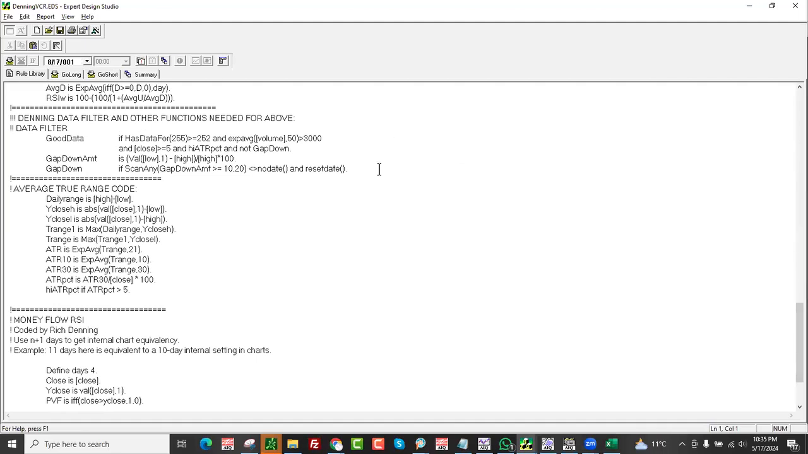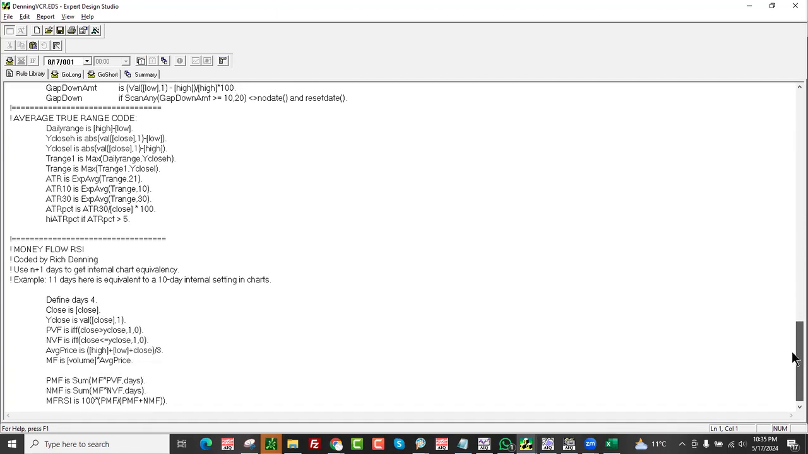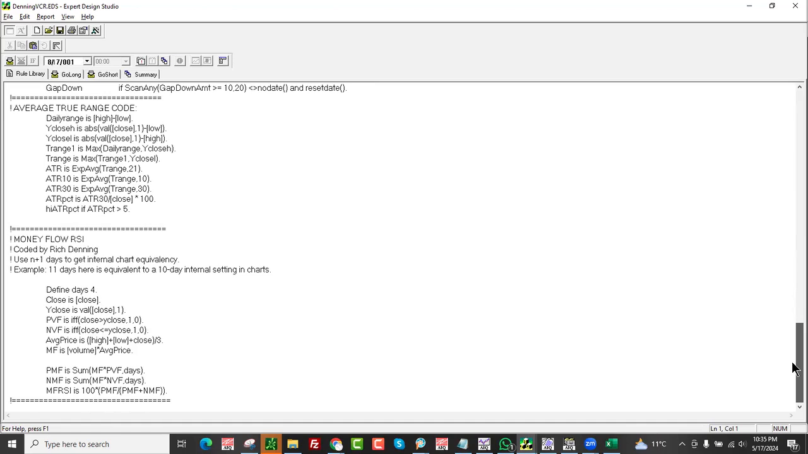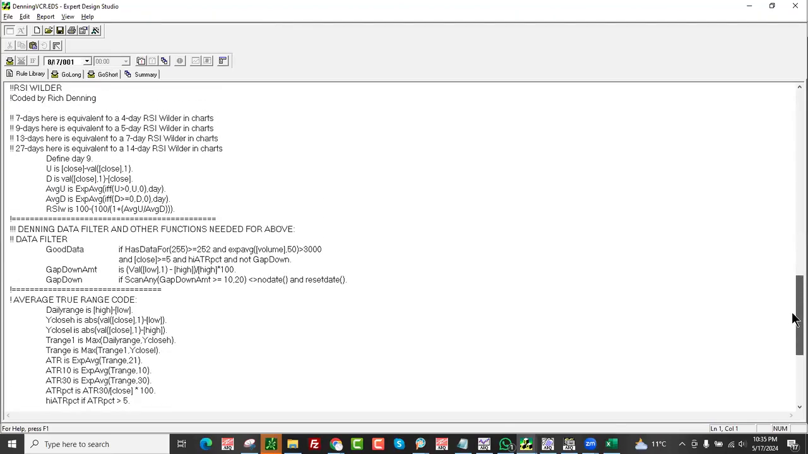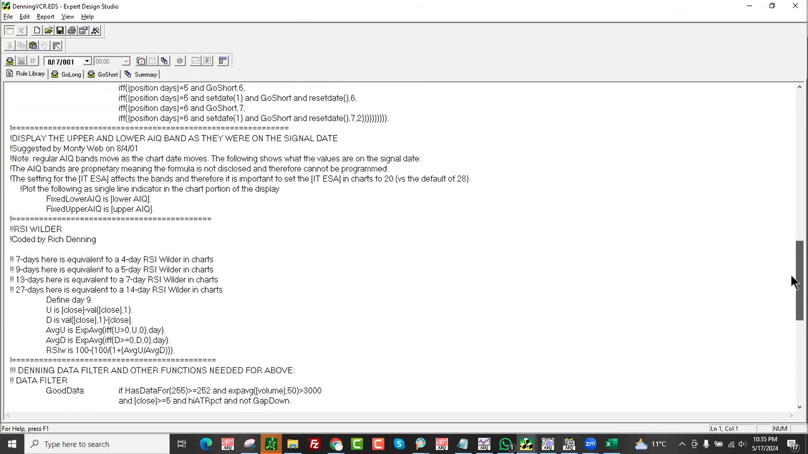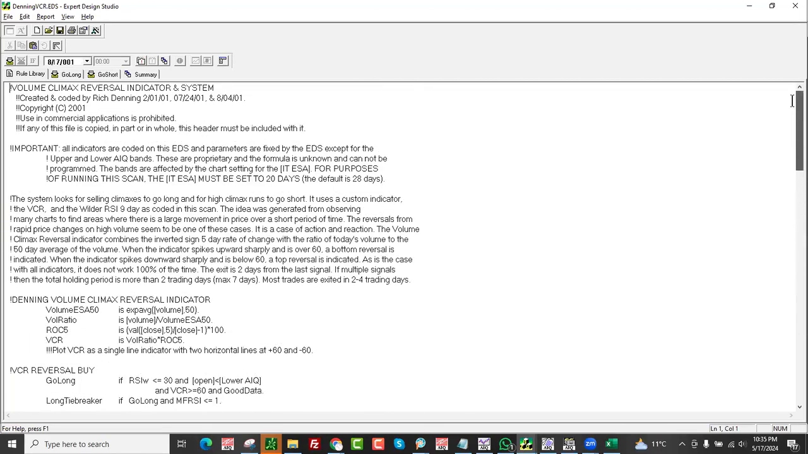One thing he does have is a data filter, so we can run this on a less cleaned database rather than ETFs 100. We could do it on an even bigger database, because the data filter will make sure we don't buy into any ETFs that have low volume. His strategy has money flow involved, money flow RSI, average true range, and also RSI Wilder. So it's a combination strategy. It also has an exiting strategy in here. So it's a pretty good strategy overall.